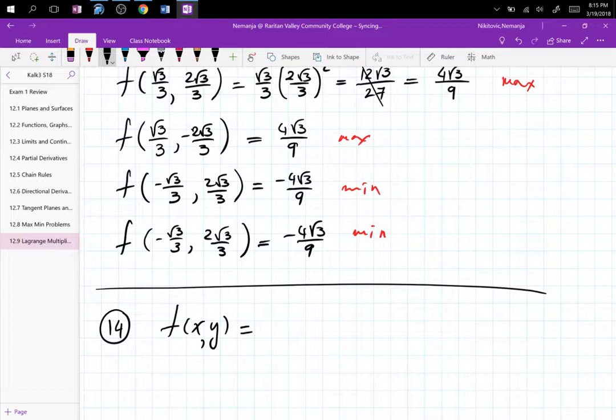So take this as far as you can. F of x is xy plus x plus y. And your constraint is x squared y squared equal to 4.